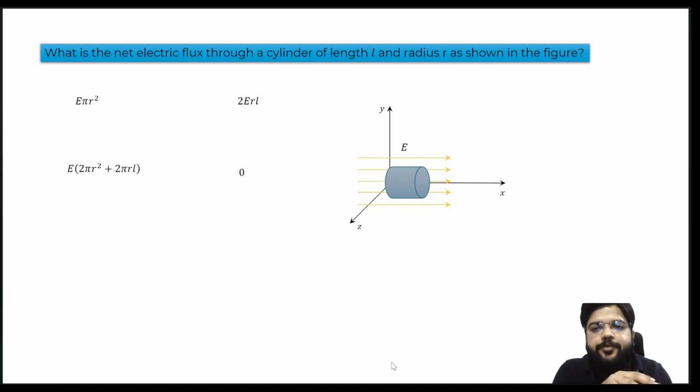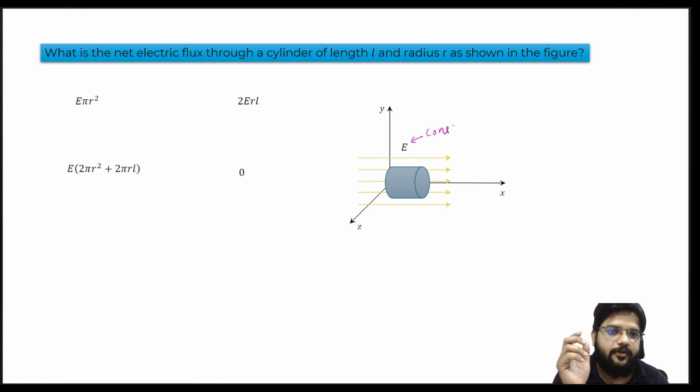Let's see the next question, everyone. What is the net electric flux through the cylinder of length L and radius R as shown in the figure? Here we have one cylinder, which you can see in this picture, and this cylinder is present inside a constant electric field. This thing is important: the electric field is constant. So we want to find the net electric flux passing through this cylinder.